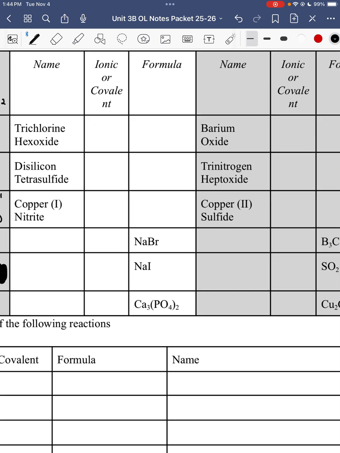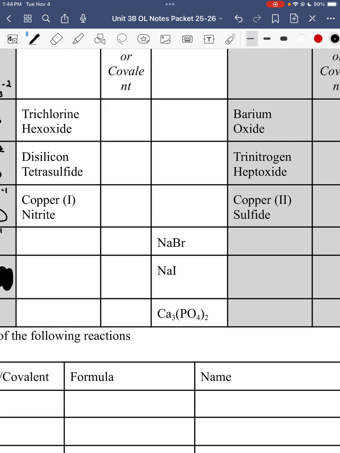All right, moving on to the next section. We have a covalent compound because it's nonmetals and there are prefixes. Trichlorine means Cl3. Hexoxide means O6. We do not simplify covalent compounds because the amounts are based on the prefixes.